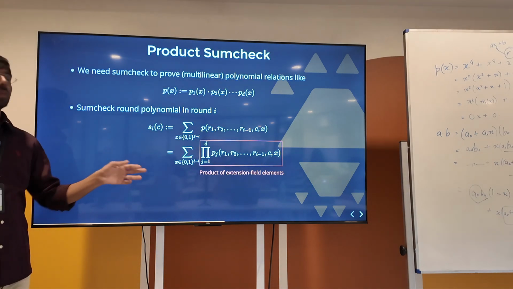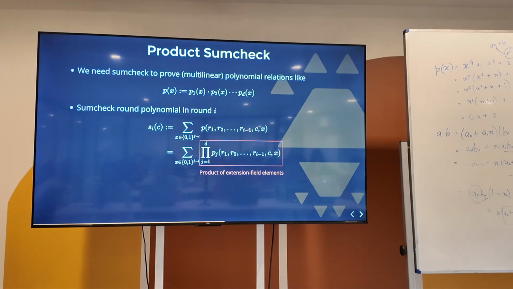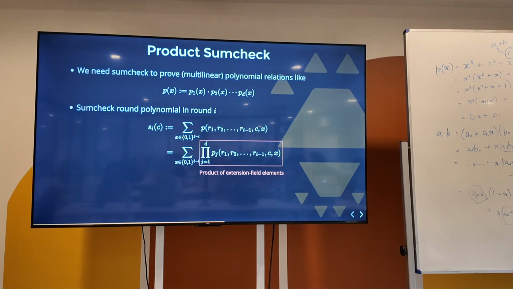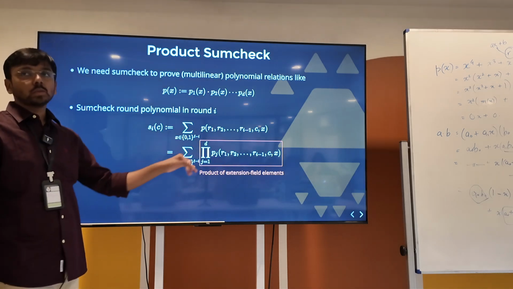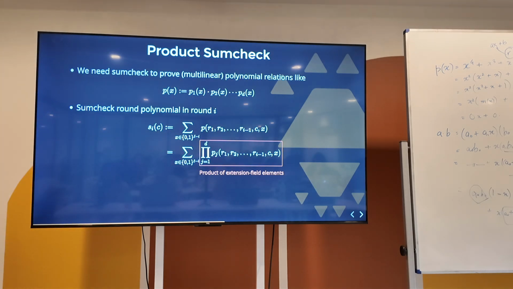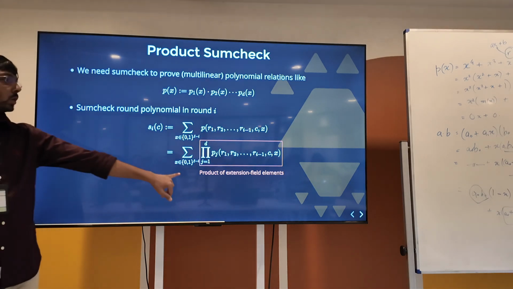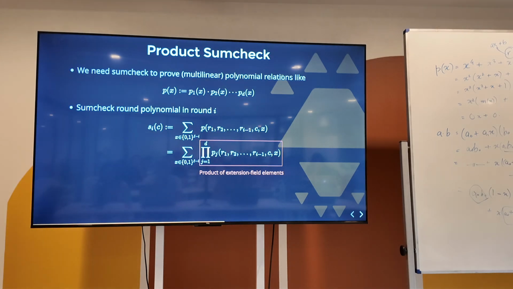Can somebody tell me why this is not a problem in the first round of sum check? There's no challenge. In the very first round, there is no challenge. So that's why everything is still in the base field. So basically, this product of extension field elements is what we want to solve.